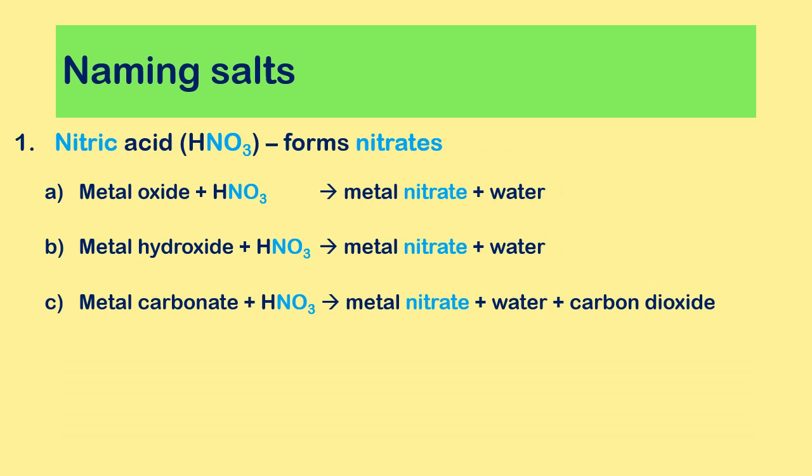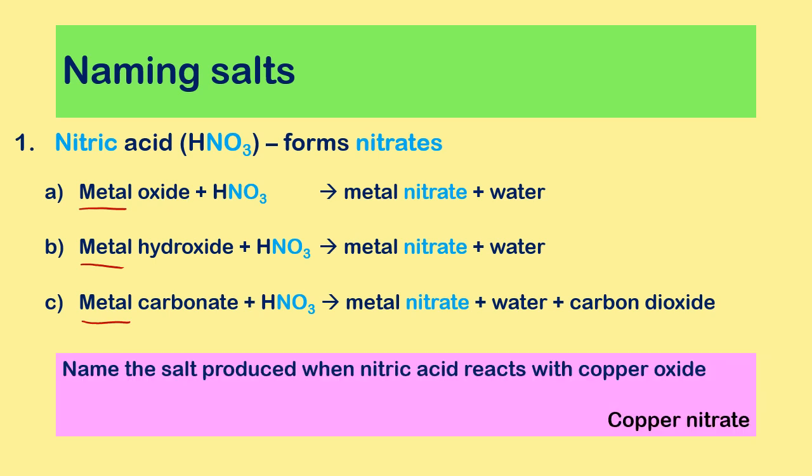Nitric acid, HNO3, forms nitrates. So again, the metal part of the name comes from whatever metal oxide, hydroxide, or carbonate, whatever base you're using, and because it's nitric acid, it's going to end in nitrate. So if we reacted nitric acid with copper oxide, we would get copper nitrate.